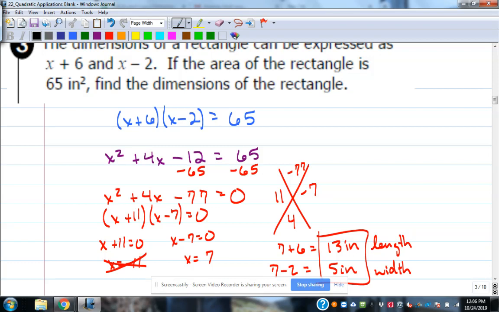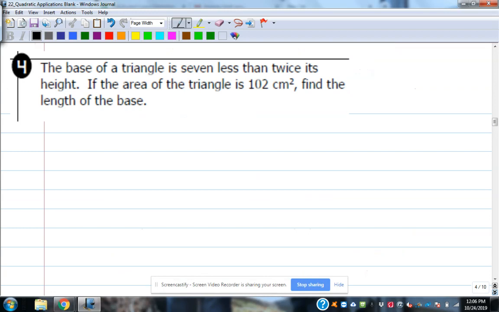All right. Number 4. Let's get to some triangles. The base of a triangle is 7 less than twice its height. If the area of the triangle is 102 square centimeters, find the length of the base. All right, so we got a triangle, and I'm just drawing a generic triangle. It may look like a right triangle, but it doesn't necessarily have to be a right triangle. I'm just drawing a triangle, okay?